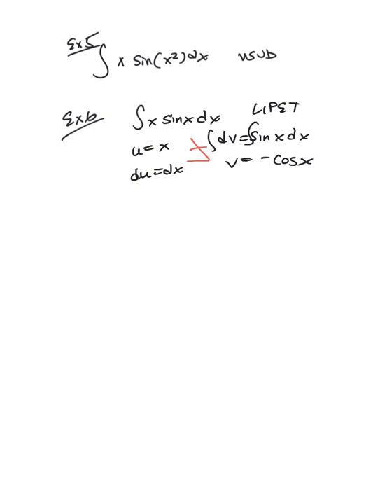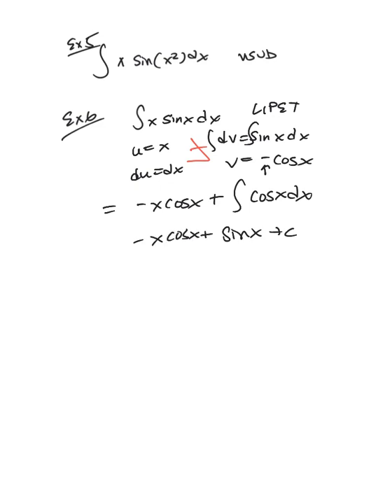So this integral is equal to uv, which is negative x cos x, minus the integral of v du. But look, this is already negative, so minus negative is plus the integral of cosine x dx, well, that integral is sine x. So there you have it. It's a typical integration by parts question.